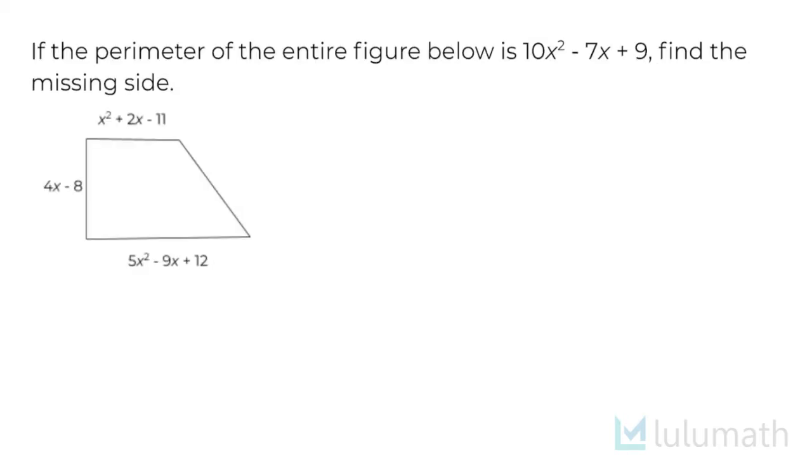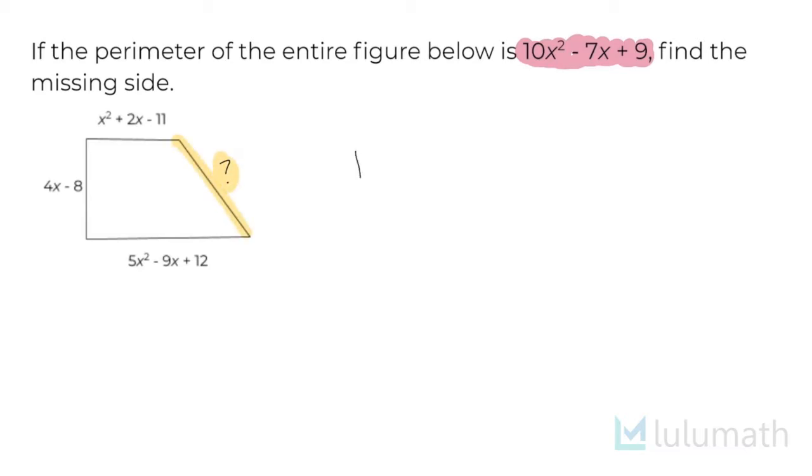Okay, in our next example, we're told that the perimeter of the entire figure below is 10x squared minus 7x plus 9, and I want to find the missing side. And the missing side is this side right here. How big is this length right here?